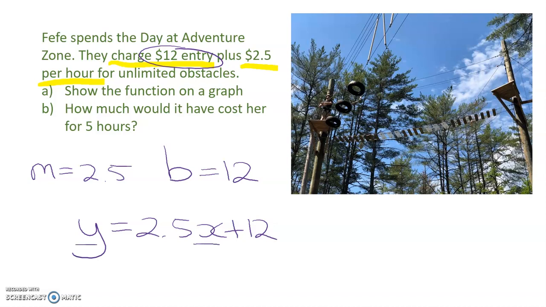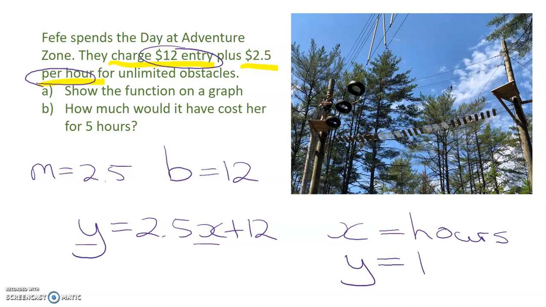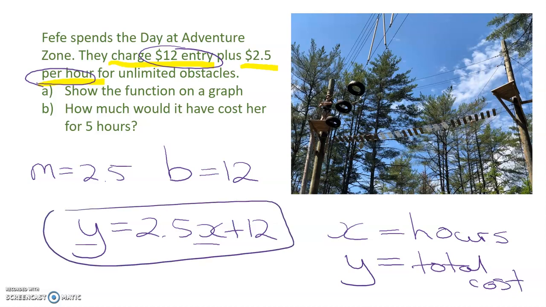So here we've put 2.5 per hour, so x equals hours. Y is $12 plus $2.50 per hour, so we'd say cost. So Y is our total cost. So we have defined our variables and we've written an equation. What the problem wants us to do is determine how much it would cost for 5 hours and to draw the function on a graph.